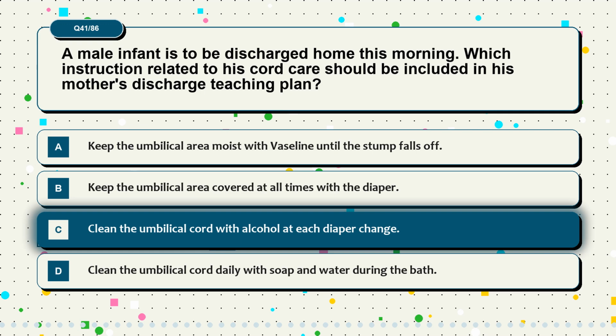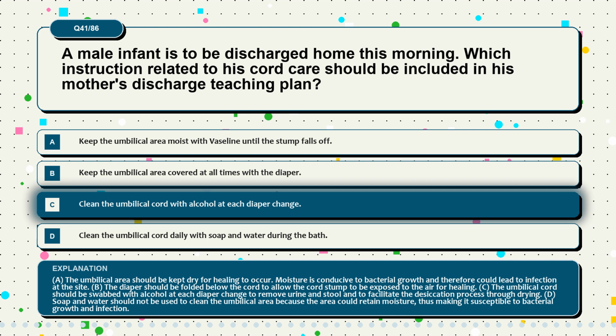The correct answer is option C. Clean the umbilical cord with alcohol at each diaper change. The umbilical area should be kept dry for healing to occur. Moisture is conducive to bacterial growth and therefore could lead to infection at the site.